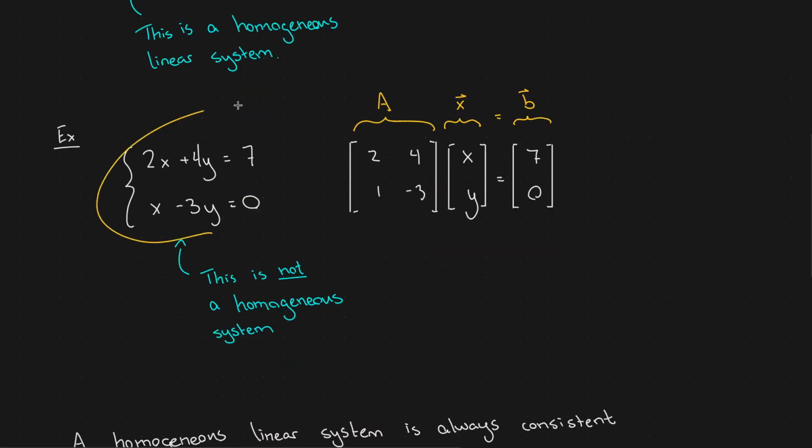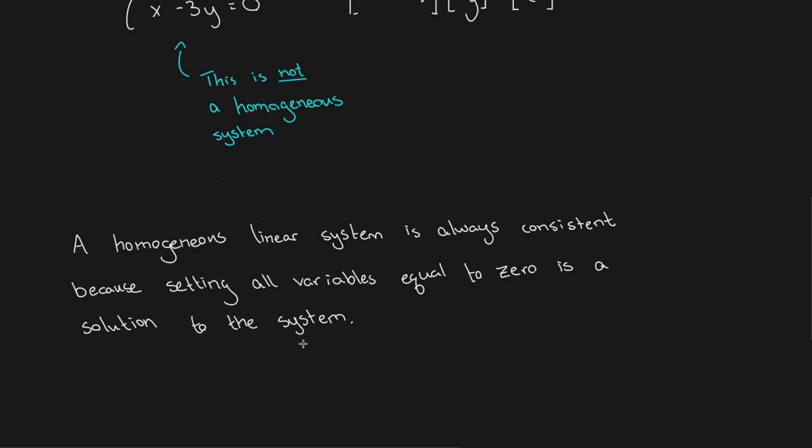Generally, for a non-homogeneous system, like this one, we may have a solution, we may not. Certainly 0, 0 is not a solution. I can't just set all the variables equal to 0 and solve the system. It will solve the second equation, right? 0 minus 3 times 0 equals 0. But it doesn't solve the first equation. 2 times 0 plus 4 times 0 is not 7. But a homogeneous linear system is always consistent. Always has at least that one solution. It might have more, but it always has at least that one solution where you could set all the variables equal to 0.